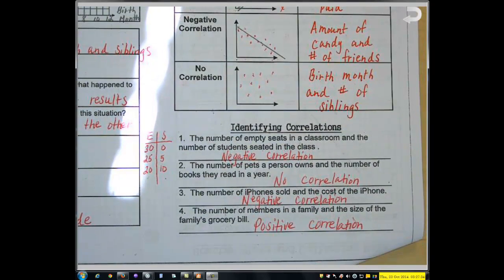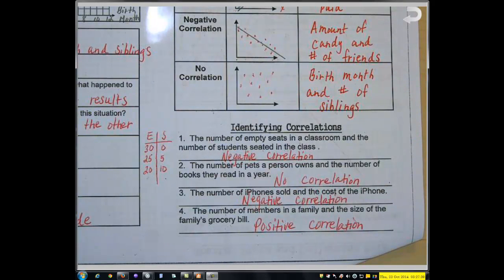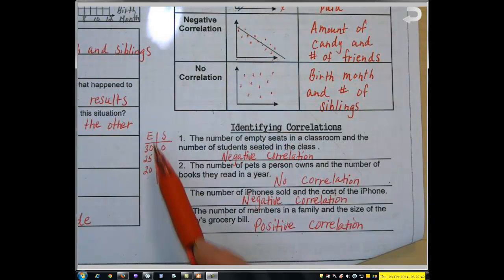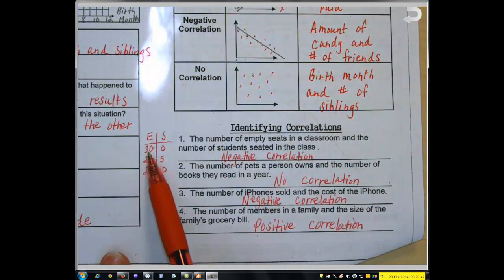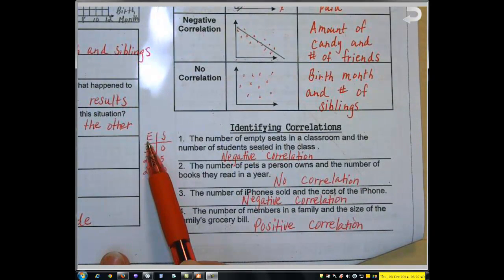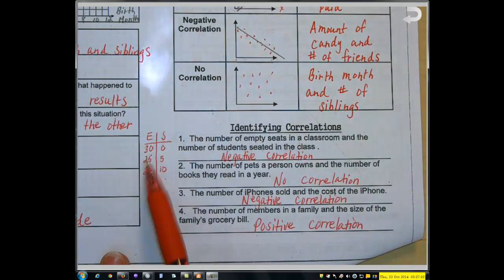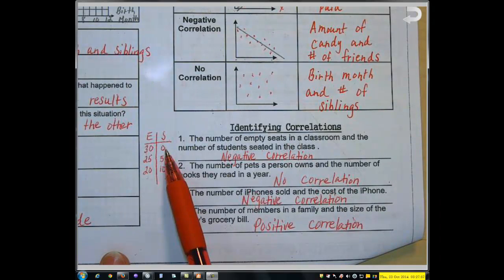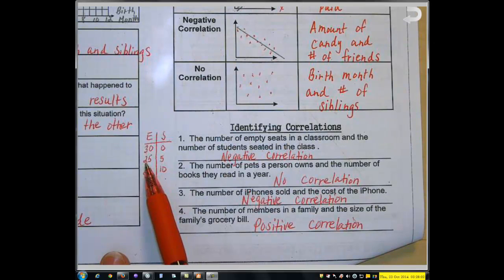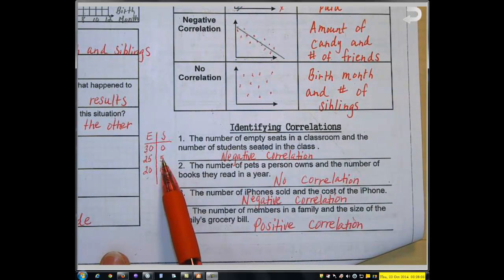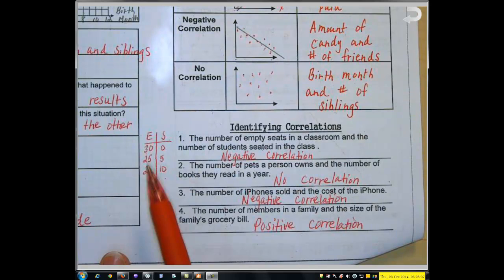Okay, so let's just look at a few examples down at the bottom. What would be the correlation between the number of empty seats in a classroom and the number of students seated in the class? And I've kind of made a table over here so we can see the relationship. At the beginning of class, so this is my empty seats, this is my number of students. So at the beginning of class, before anyone walks in, I have 30 empty seats and I have 0 students. So maybe 5 minutes before the bell rings, I have 25 empty seats and I have 5 students in the classroom.